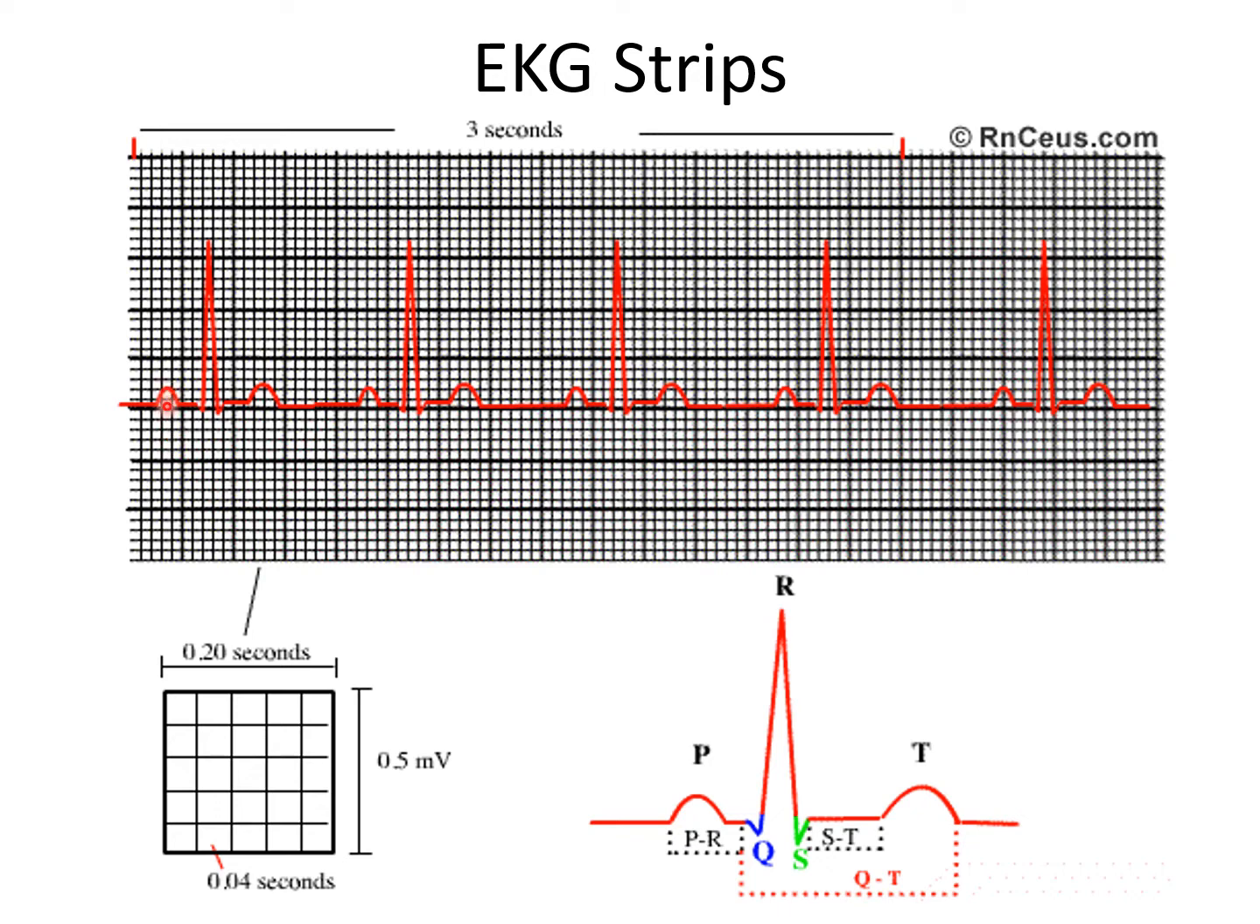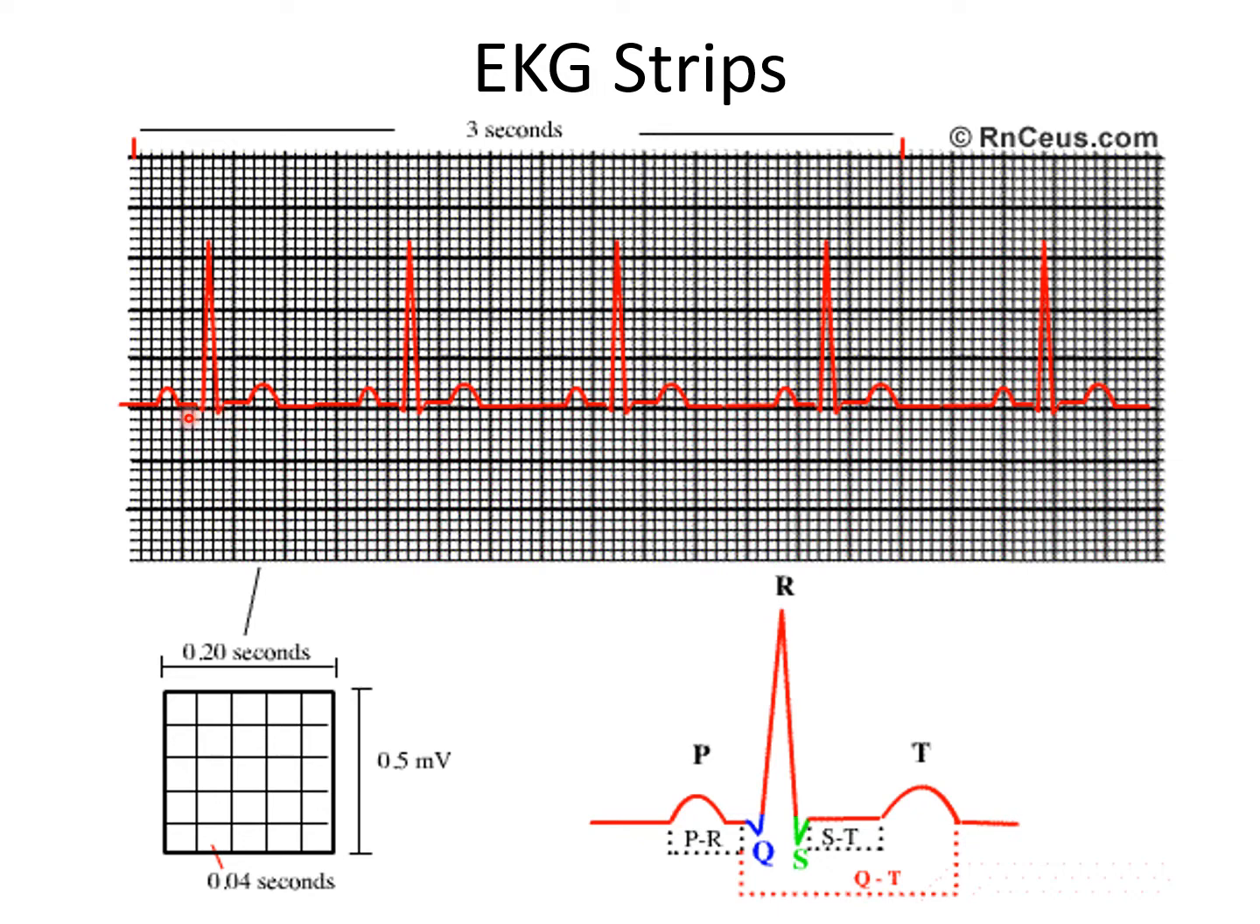Following the P wave is what we call the QRS complex. You could also write letters. Q is always the first downward deflection. It's a very small Q here. Q, R, S, and that's the QRS complex. It represents ventricular depolarization or contraction of the ventricles.